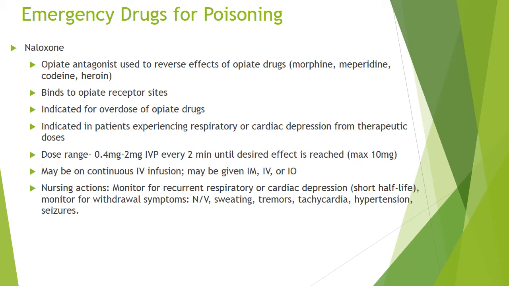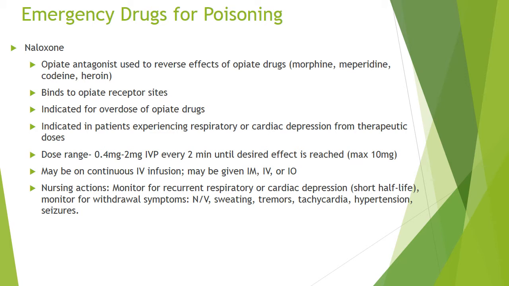It's 0.4 milligrams to 2 milligrams IV push. It may be given every 2 minutes until we reach the desired effect, such as our altered mental status is improved, our respiratory status is improved, our blood pressure is better, our heart rate's back to normal. We can give a maximum total of 10 milligrams. It may be given IM, IV, or IO, as well as your patient may be on a continuous IV infusion.